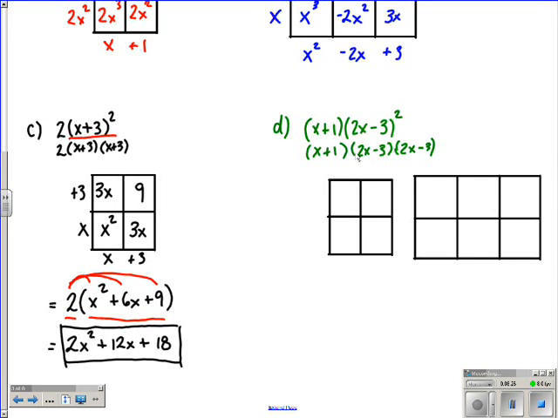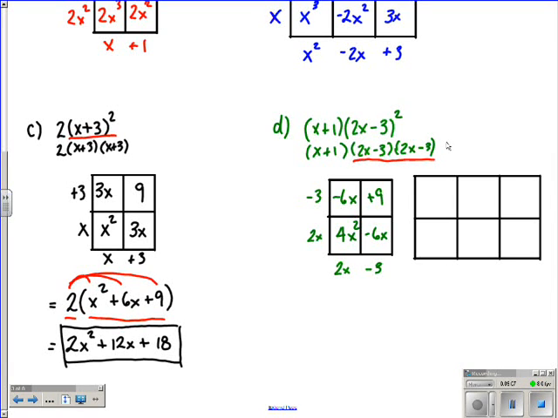Let's go ahead and do the one that's squared first. So let's do 2x minus 3 times 2x minus 3. 2x times 2x is 4x squared. 2x times negative 3 would give us negative 6x. 2x times negative 3 would be negative 6x. And then negative 3 times negative 3 would give us positive 9.